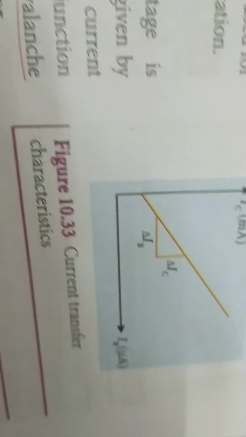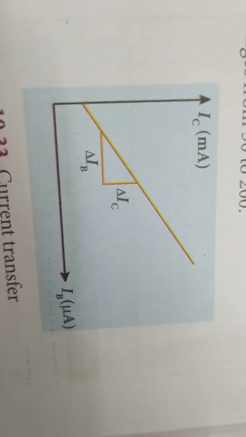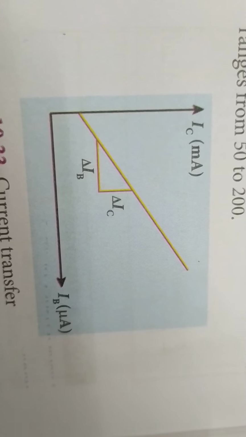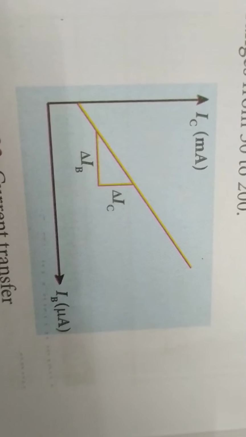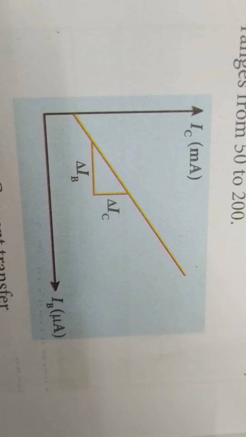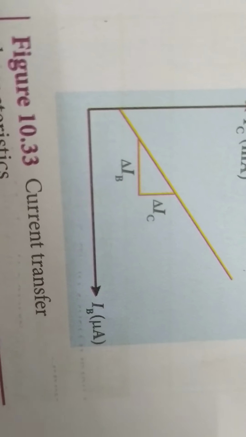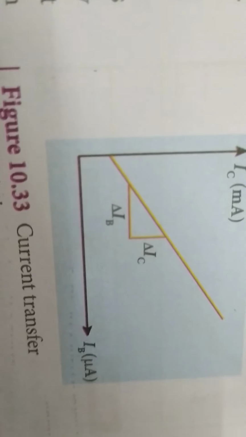And so next we are going to see about current transfer characteristics. This is the graph, and you have to draw the graph between IB and IC. Usually IB is in small quantity, so microampere, and IC is in large quantity, that is in milliampere. You will get a straight line curve like this. That is, when IB is increased, IC also increases, and you have to find out the slope of this curve. This slope will give you current gain.